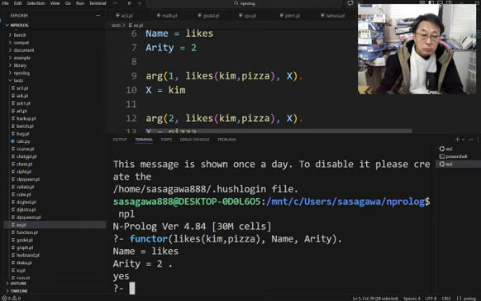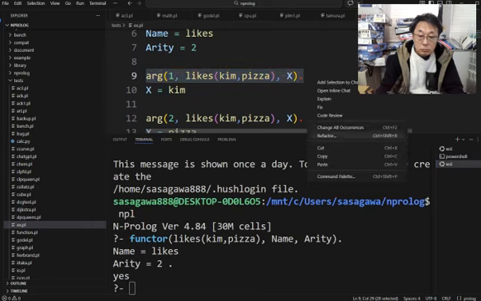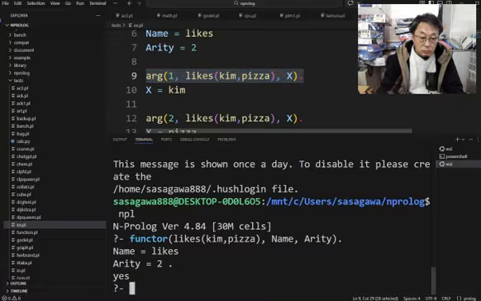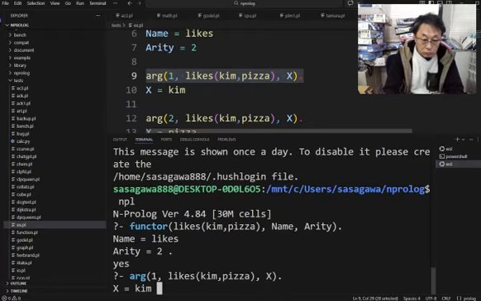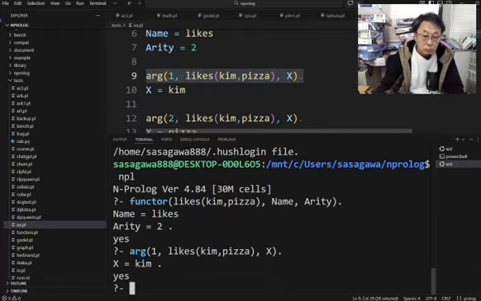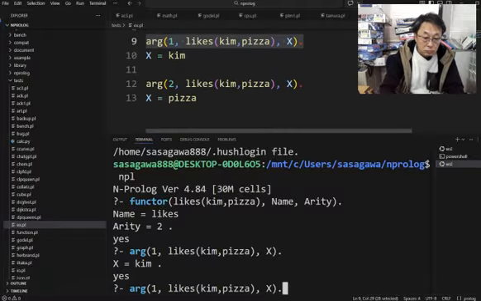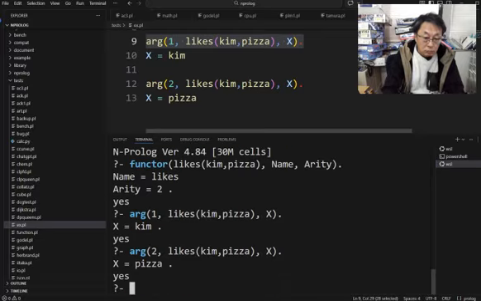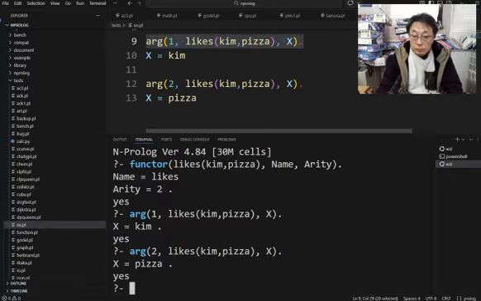Next, we use arg/3 to access each argument. arg(1, likes(kim, pizza), X). X = kim. arg(2, likes(kim, pizza), X). X = pizza. So, functor/3 outputs the structure, and arg/3 gets the arguments. Together, they let you fully inspect a term. That's the core of how Prolog sees data.